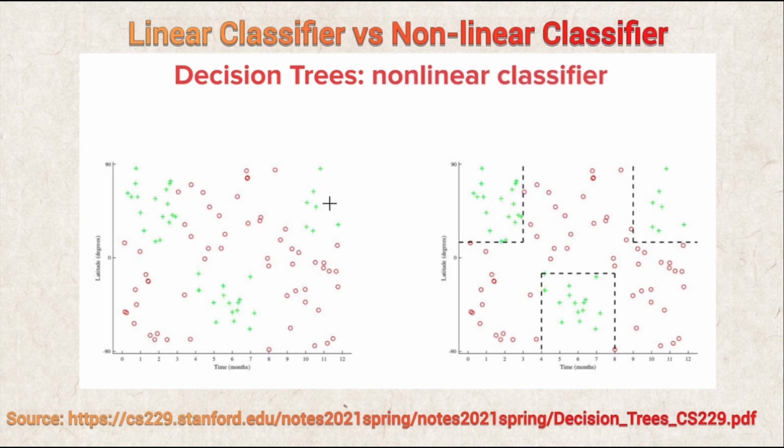But if you look at the data distribution, we can clearly say that a linear classifier or linear model cannot be used here. These are the two different regions that we have: the region where we can ski and the region where we cannot ski. So if you look at this data distribution, we need a nonlinear classifier. A decision tree can be used to solve this problem.